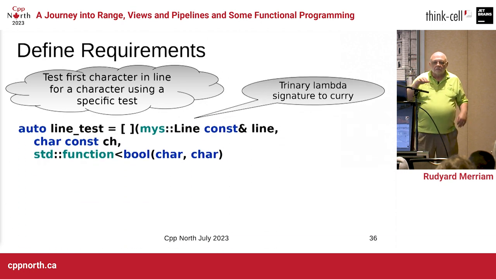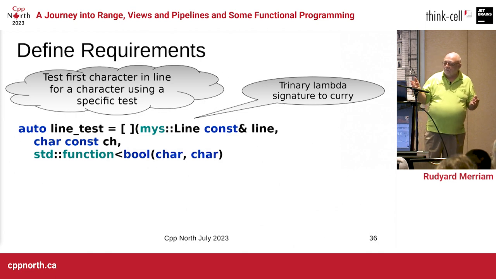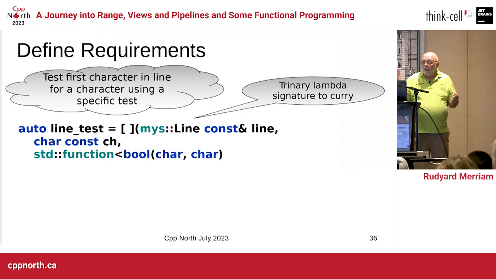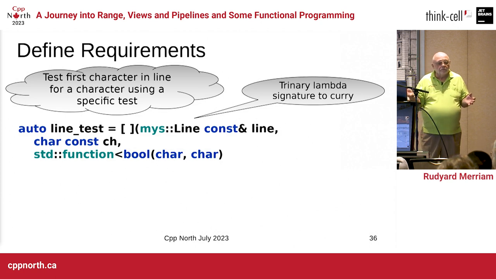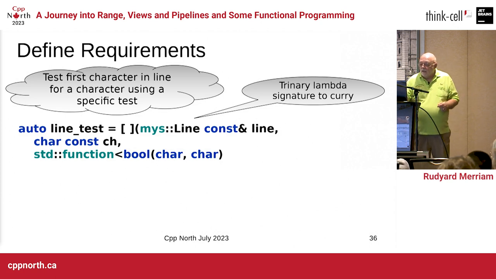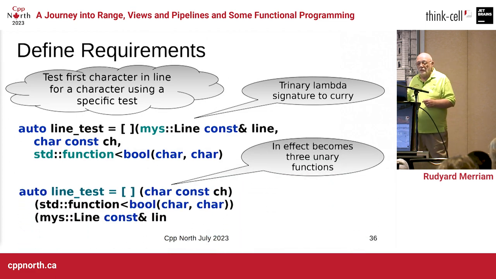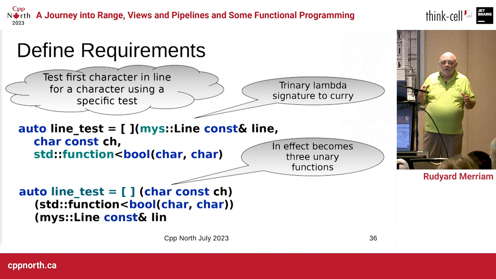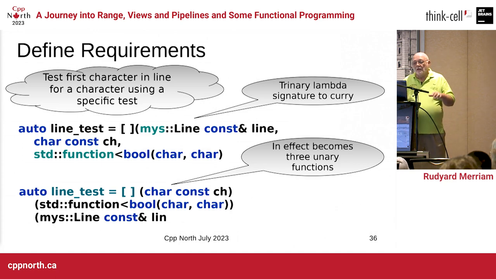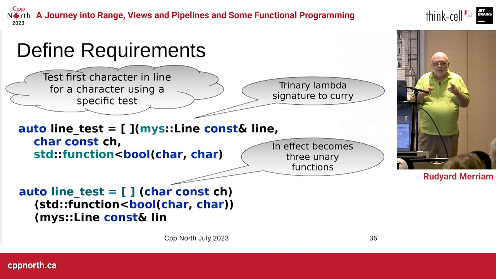If we wrote this as a straight lambda, it would look something like this, though it won't work. Line test has a line as its first parameter, a character, and a function. Pass in a function. So, in effect, what we need to create is something where line test's first parameter is the constant character, the next parameter is the standard function, and then the line. And yes, these are in the correct order. The trailing arguments come first.